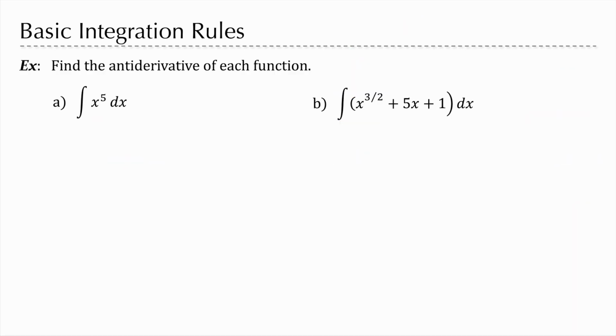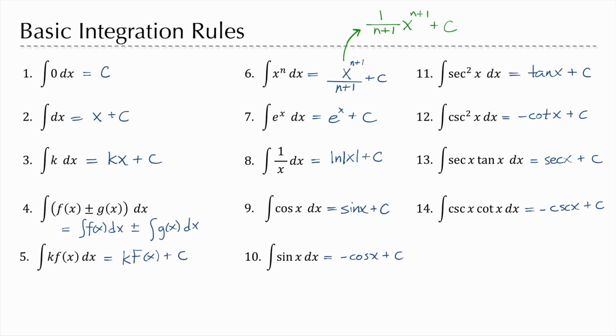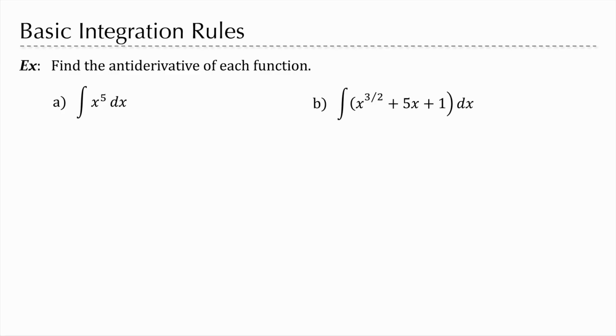So let's try to use these rules in action, all right? These next couple examples are some very basic, straightforward ones that utilize all of these ideas. So to begin with number A, we definitely have x to the fifth. That's just going to be a power rule.